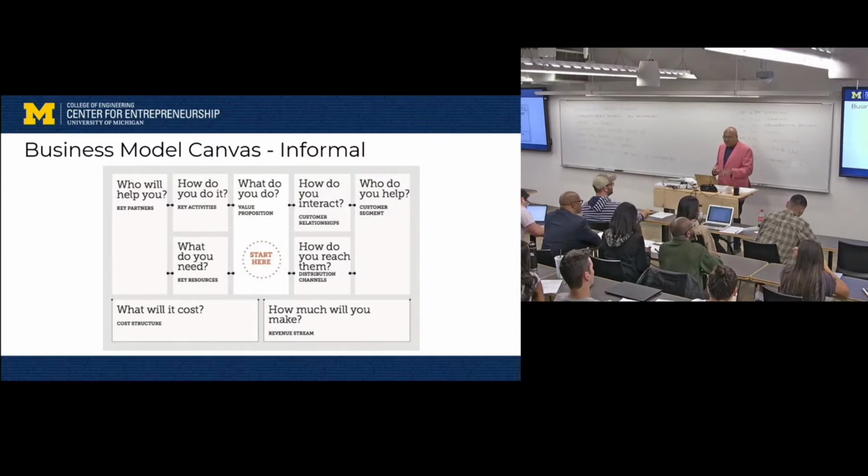And then we have three other elements there. What do you do on a day-to-day basis? What are the activities you have to execute to make this business work? Below that, what are the key resources? What do you need to make the business work? And finally, all the way to the left, who are your partners? Who's going to help you make this business work? What people or business entities are your partners in this business?